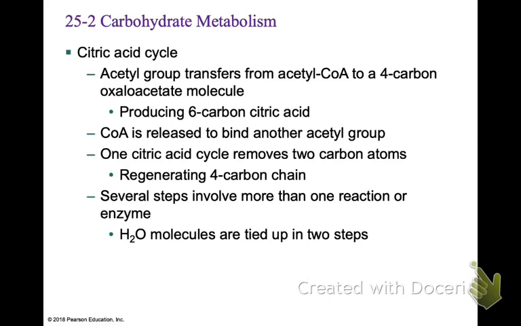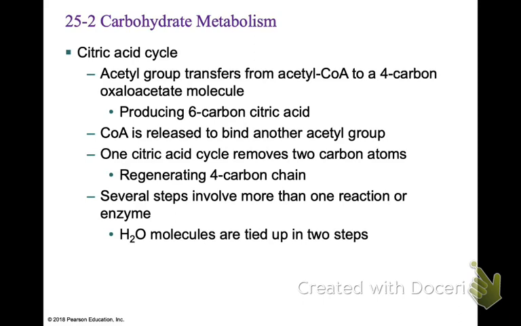The acetyl group gets combined with the 4-carbon molecule oxaloacetate, and oxaloacetate plus the acetyl group makes a 6-carbon citric acid, which is why this is called the citric acid cycle. The coenzyme A is released. It's just going to go back and do the same thing over and over again. It just brings the acetyl groups from the pyruvate reaction into the citric acid cycle.